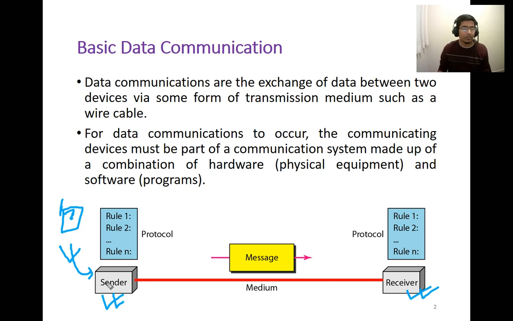So what will happen when a sender wants to send some data? It must follow some rules, which is known as a protocol in terms of networking. In network language, we use protocols more often, which is nothing but rules. So a protocol is a set of rules, certain instructions that the data will follow so that the whole network system can understand what it is supposed to do with that particular data.